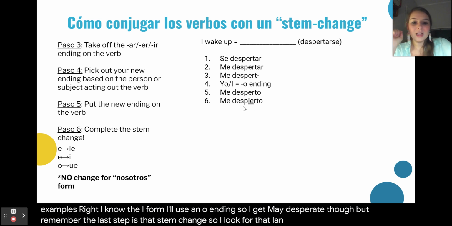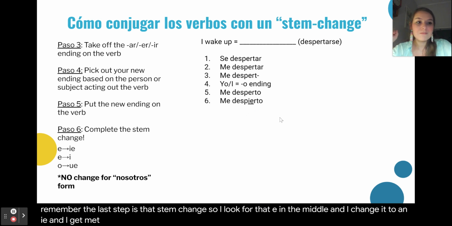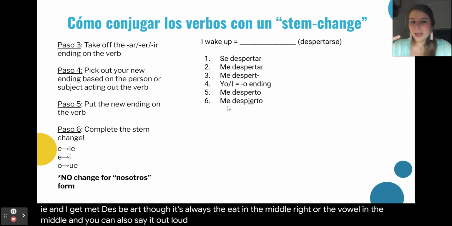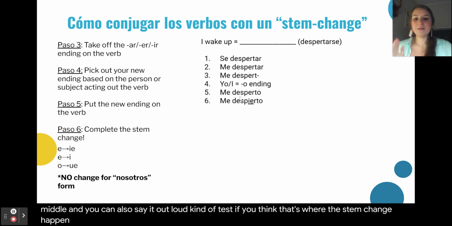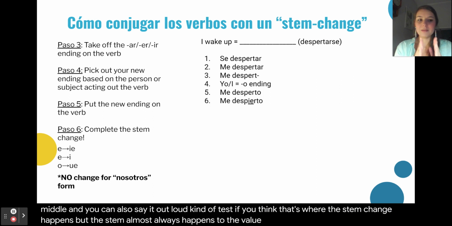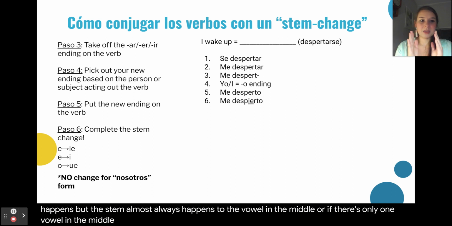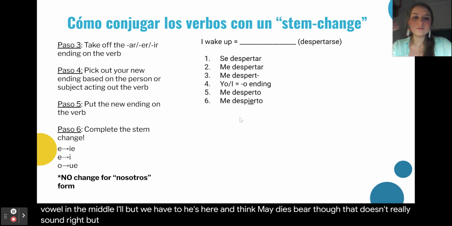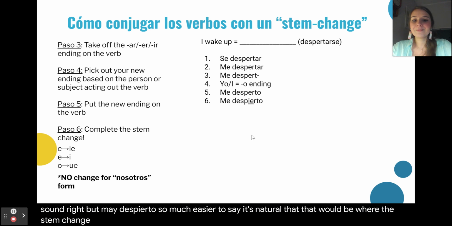So I look for that E in the middle and I change it to an IE and I get me despierto. It's always the E in the middle, right? Or the vowel in the middle. And you can also say it out loud to kind of test if you think that's where the stem change happens. But the stem change almost always happens to the vowel in the middle. Or if there's only one vowel in the middle, it will be to the first vowel. But we have two E's here. And think, me despierto. That doesn't really sound right. But me despierto, so much easier to say. It's natural that that would be where the stem change happens.